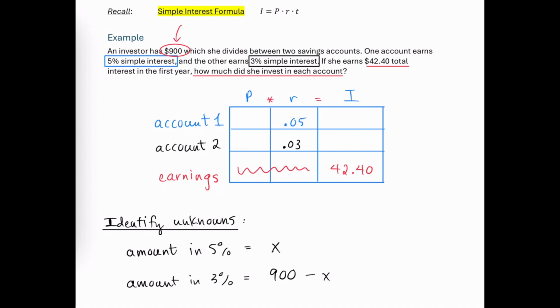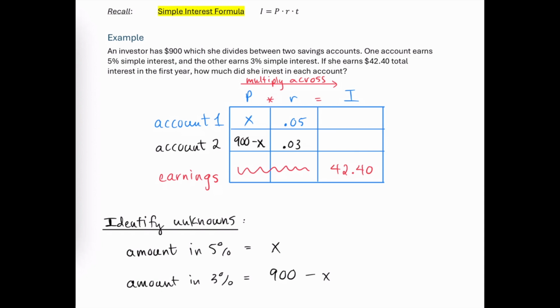So let's use these expressions to populate our principal cells. The amount of money in account 1 is the unknown quantity x, and the amount of money in account 2 is the unknown quantity 900 minus x. Once we have these first two columns populated, this is where we want to multiply those columns together to come up with the third column.